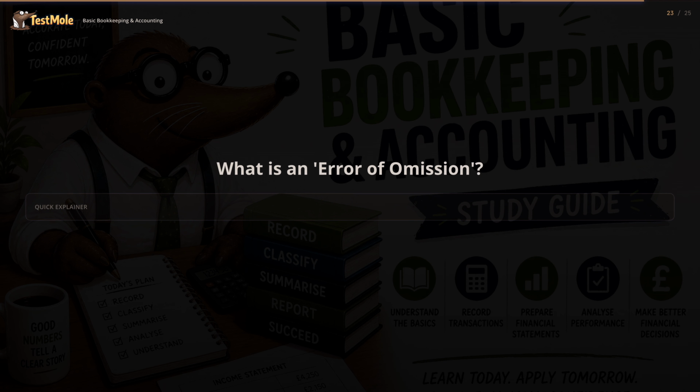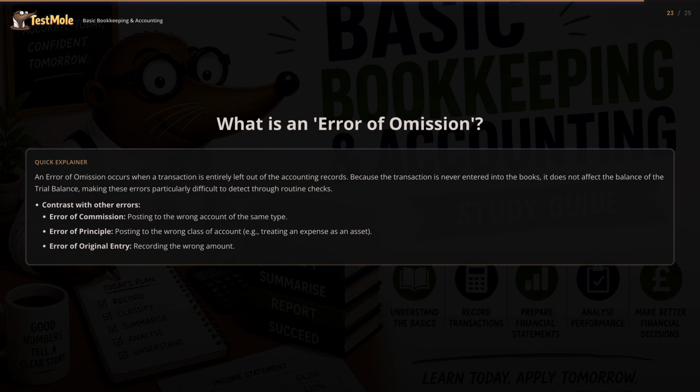What is an error of omission? An error of omission occurs when a transaction is entirely left out of the accounting records. Because the transaction is never entered into the books, it does not affect the balance of the trial balance, making these errors particularly difficult to detect through routine checks.